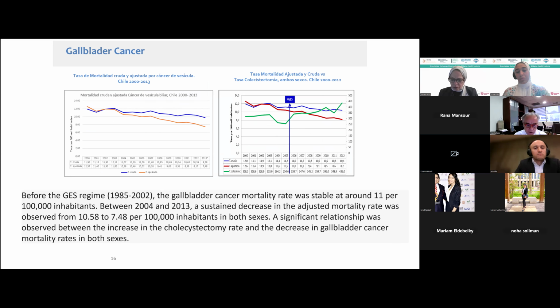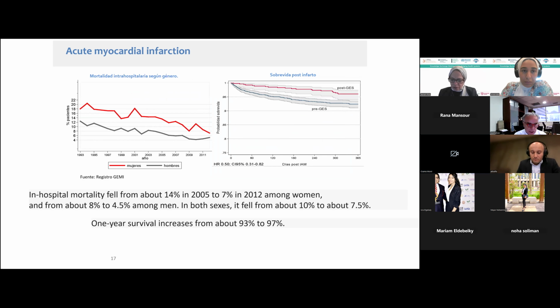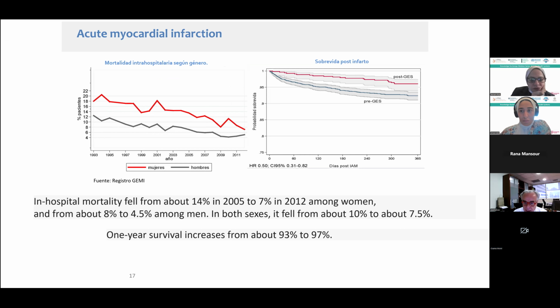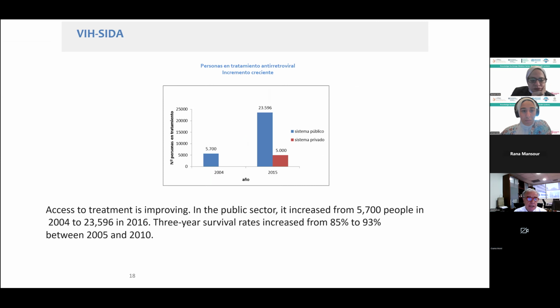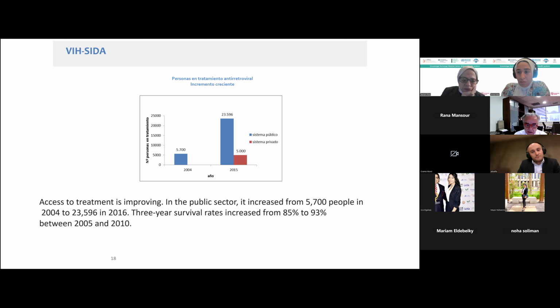And in relation with gallbladder cancer, for example, we again have a decrease of the mortality after the guarantee of coverage for gallbladder cancer appeared. And the same situation with acute myocardial infarction: the mortality fell from about 14% to 7% in only 7 years, and the survival increased from 93 to 97%. It has been very, very significant, because the treatment includes the coronariography, the angioplasty, and the surgery. And for HIV, the access improved. All people with the diagnosis have 100% coverage of the treatment, and the survival rate increased from 85% to 93% in only 5 years.